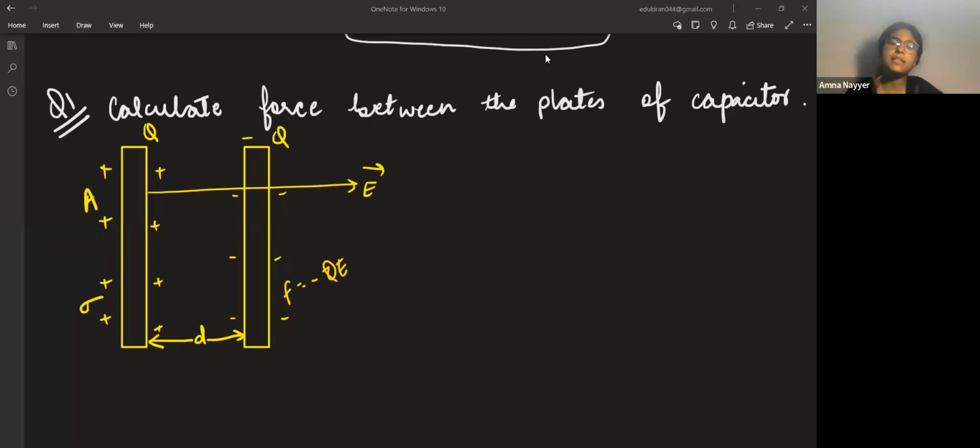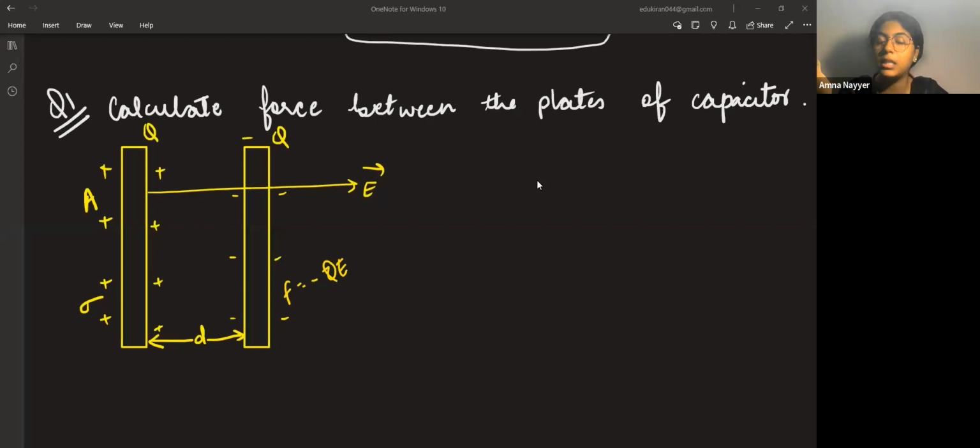See, this question says calculate the force between the plates of a capacitor. This can come as a derivation also, or as a separate question. We are doing this derivation in the form of a question. Please mark this and the next question also as important. This is not a numerical where the values will be different; it is like a derivation, and it can be asked as a derivation.